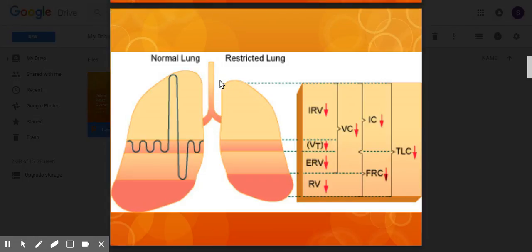With a restricted lung, you see that there can be a decrease in all of these particular areas. So you have decreased ability to take a deep breath. You sometimes see a decreased ability for just normal tidal breathing, as well as expiration and residual volume. Obviously, if all of these volumes are being decreased, you're going to see a potential for decrease in many of the combination capacities, vital capacity, inspiratory, and functional residual.